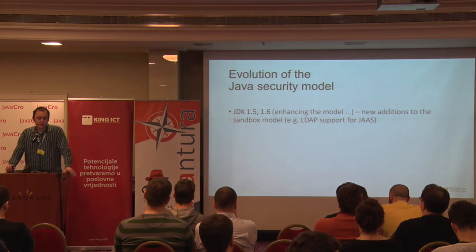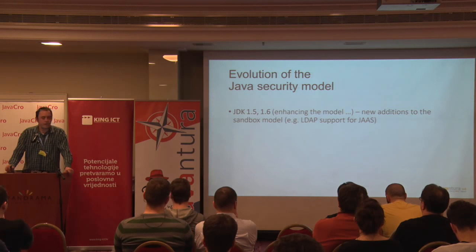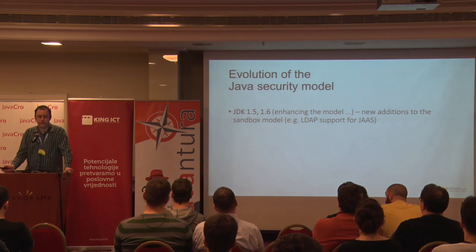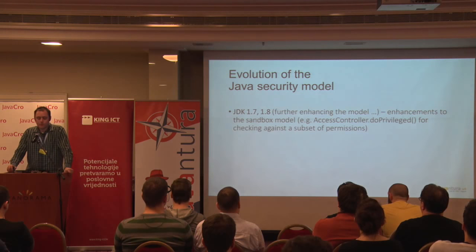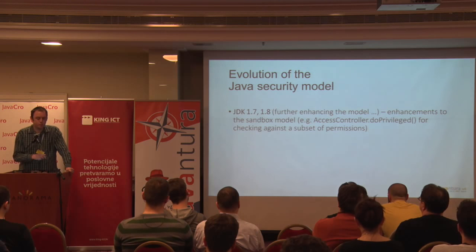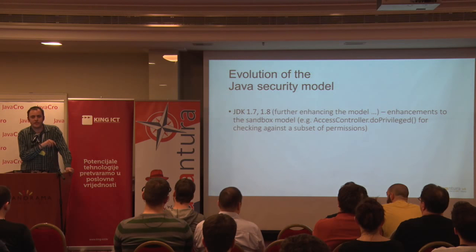Moving on with JDK 1.5 and 1.6, no radical changes in that security model. It still remains the same. There are some enhancements made, for example, LDAP support introduced for JAAS. This happened in version 1.5. In 1.7 and 1.8, still no major enhancements to that security sandbox model. For example, one thing that was added is the ability to specify only a subset of permissions for AccessController.doPrivileged, meaning that you can do privileged execution only against the subset of permissions that you specify explicitly.